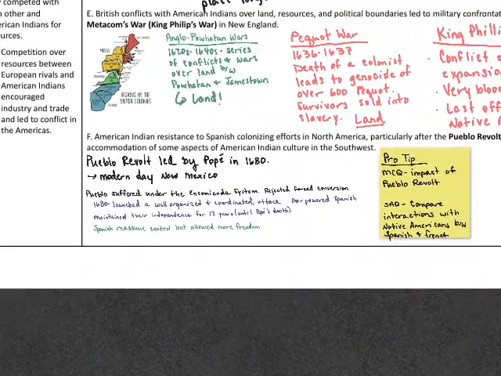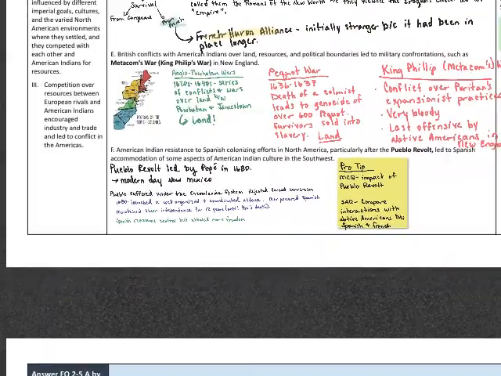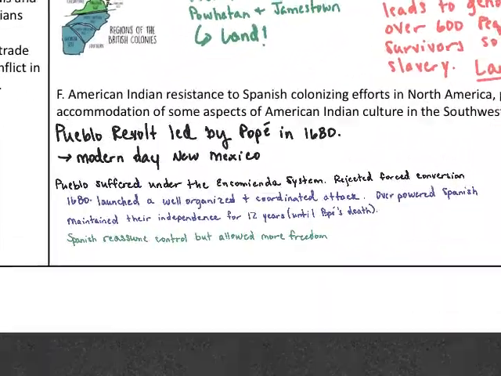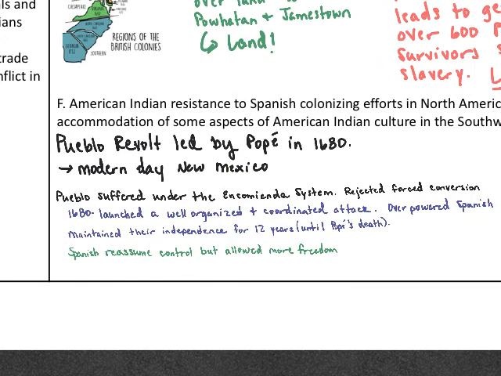And then the last part I was going to talk about is Spanish accommodation. The Pueblo Revolt is the primary example of this. The Pueblo Revolt was led by Pueblo leader Popé in 1680. The Pueblo lived in what is now modern-day New Mexico. The Pueblo suffered horrifically under the encomienda system, and they rejected forced conversion to Catholicism. In 1680, they launched a well-organized and coordinated attack that completely overwhelmed the Spanish, and they were able to maintain their independence after this revolt for 12 years until Popé's death.